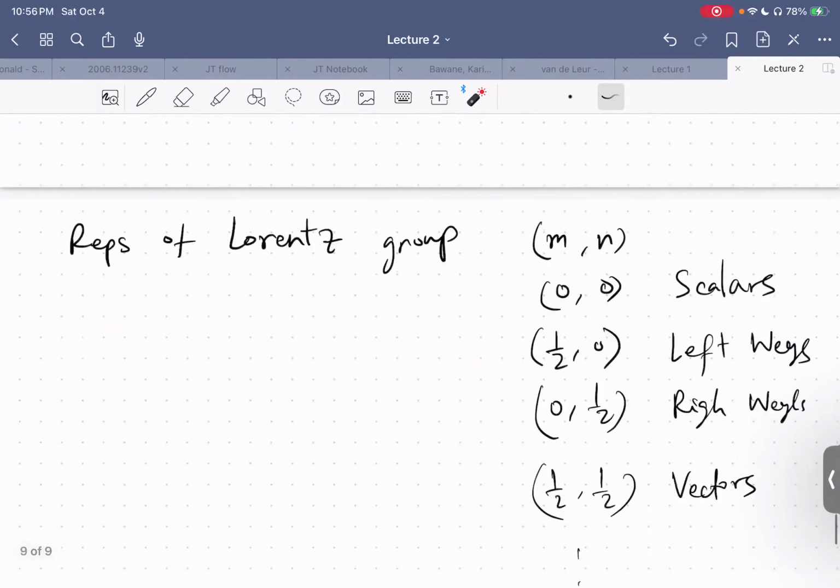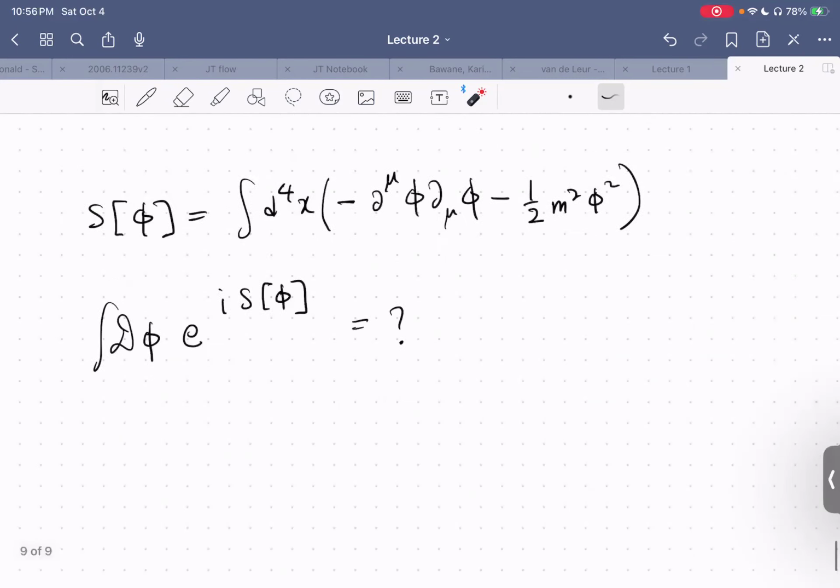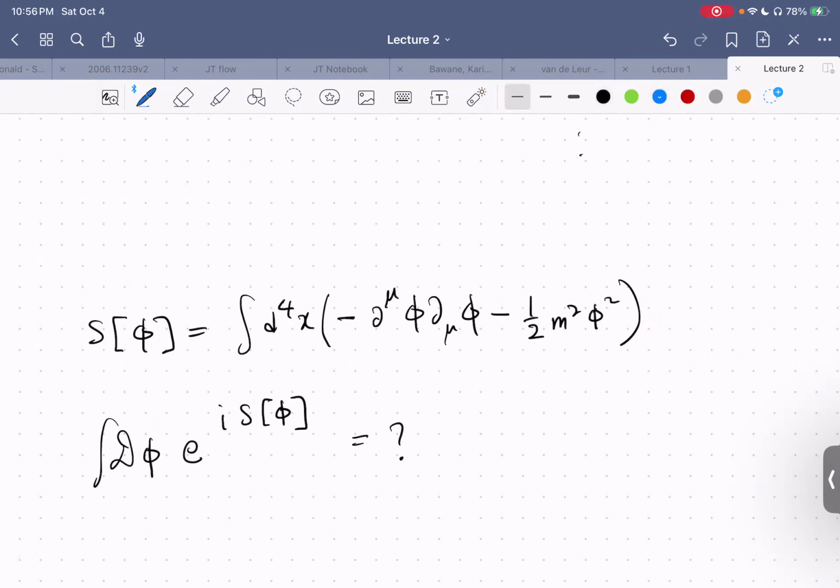This is the action that we're actually interested in, but we will modify it by adding, let's say, some field j, again completely arbitrary, and then phi.